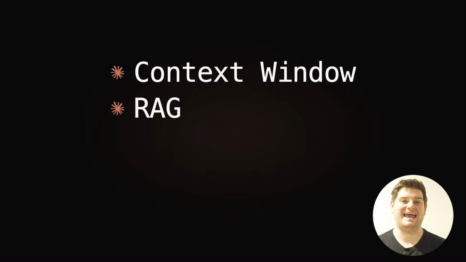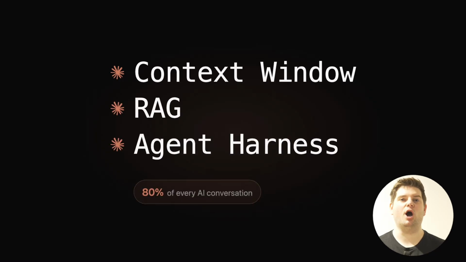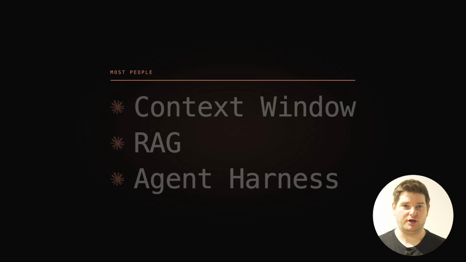Three terms explain 80% of what's happening in AI right now: context window, RAG, and agent harness. If you want to build with AI, you need to know what these are. Most people don't. 20 minutes from now, you will, plus 40 more.